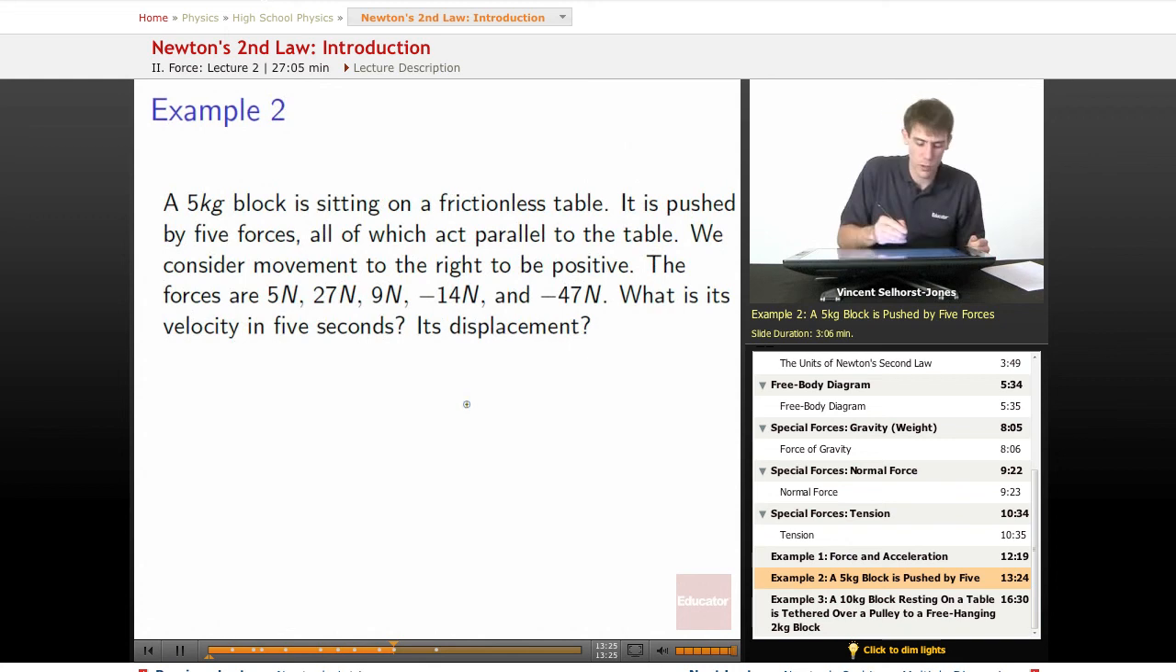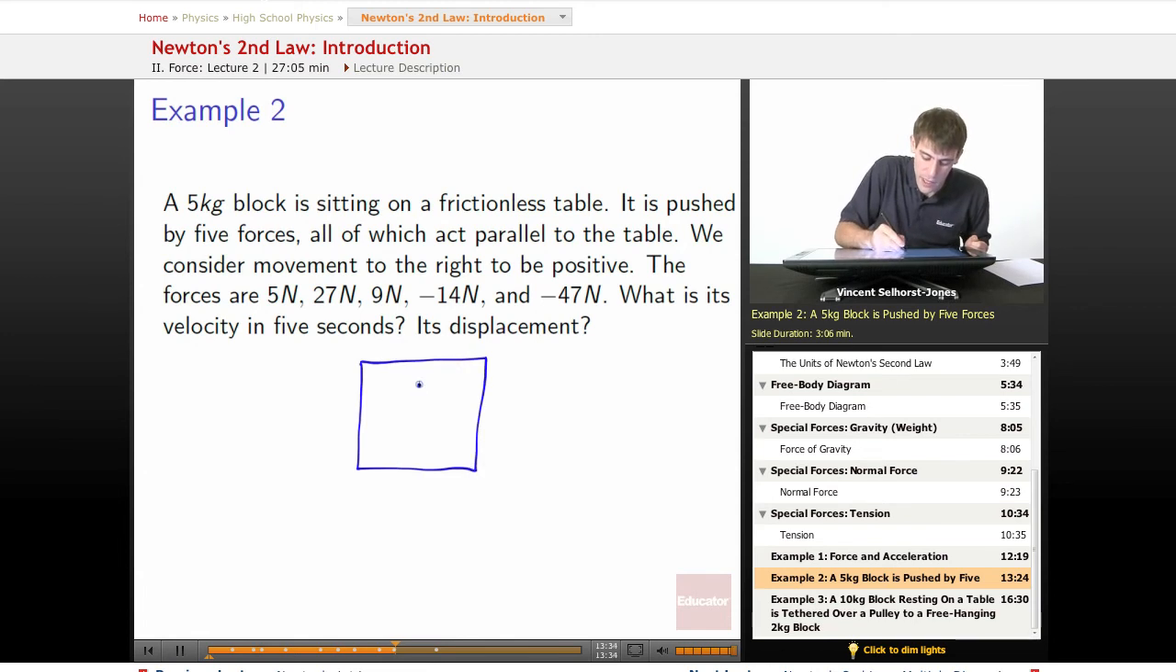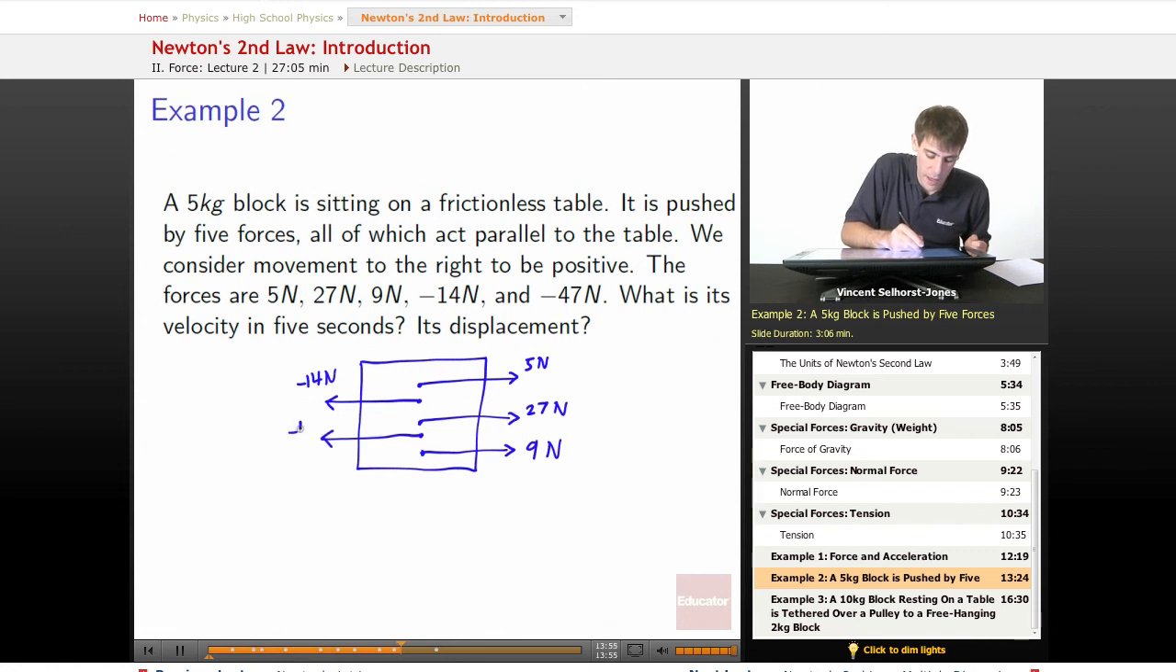2. Very similar to our last example, but this time we've got the block and it's got a bunch of forces acting on it. So we've got 3 forces acting to the right. Those forces are 5 newtons, 27 newtons, and 9 newtons. And to the left, we've got 2 forces, negative 14 newtons and negative 47 newtons.